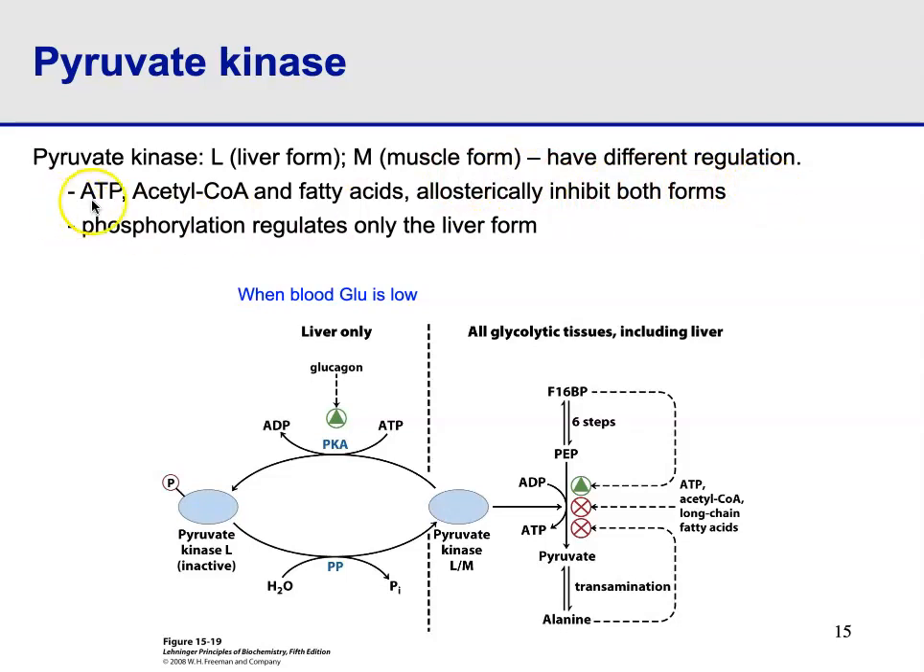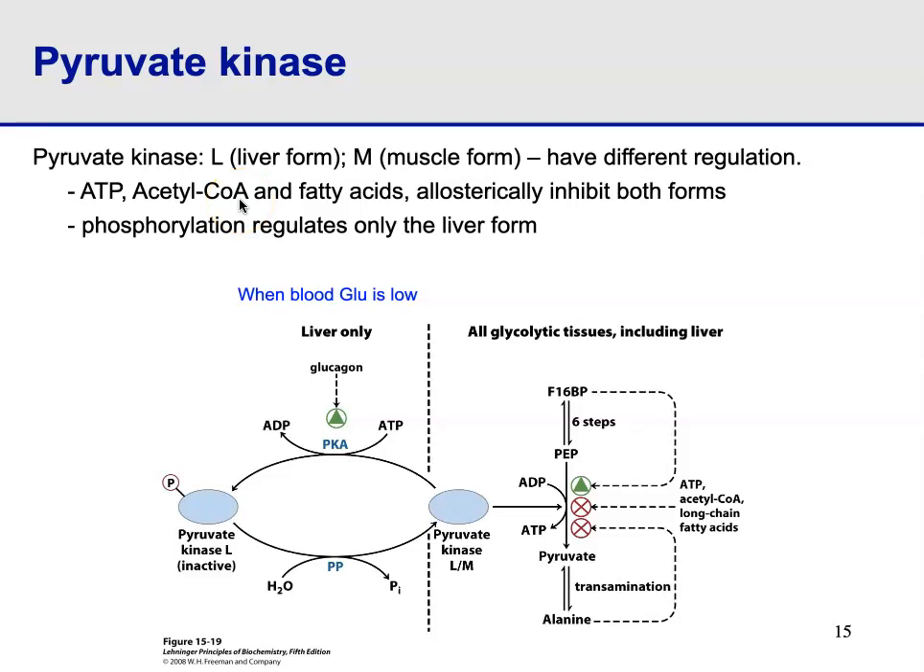So ATP, acetyl-CoA, and fatty acids, you can see it all here, allosterically inhibit both forms of pyruvate kinase. Now, if I were you right now, I would say, does that make sense? And the answer should be, of course it does. High ATP will try to stop the degradation of glucose because we have plenty of ATP, so it will have an inhibitory role.